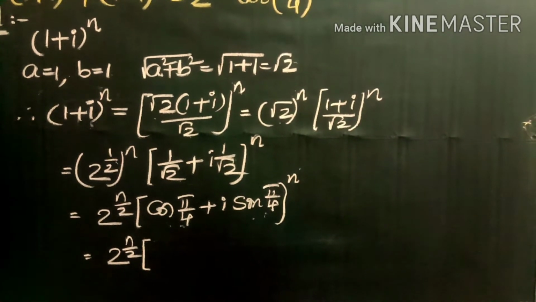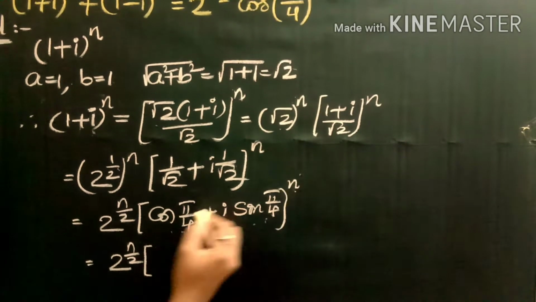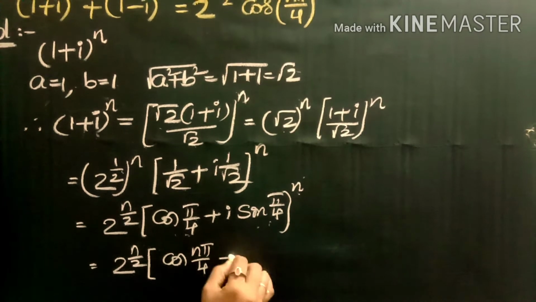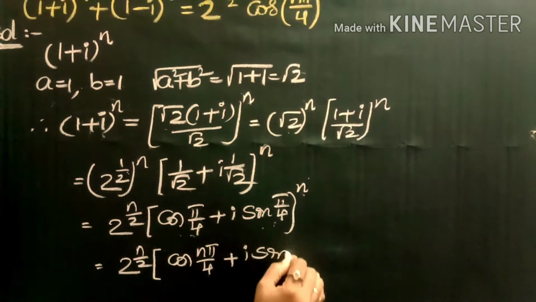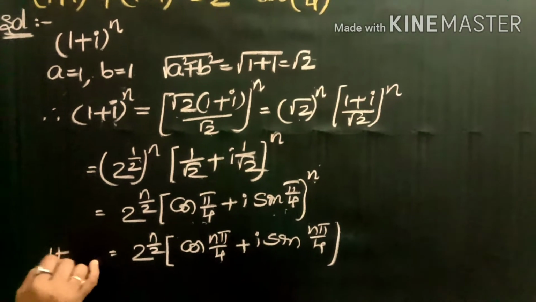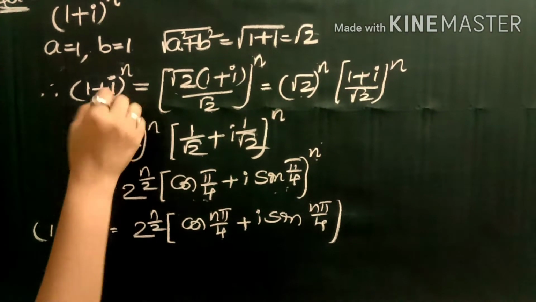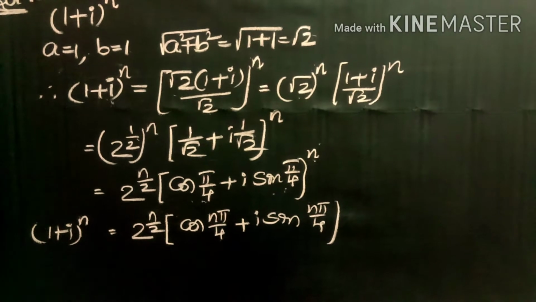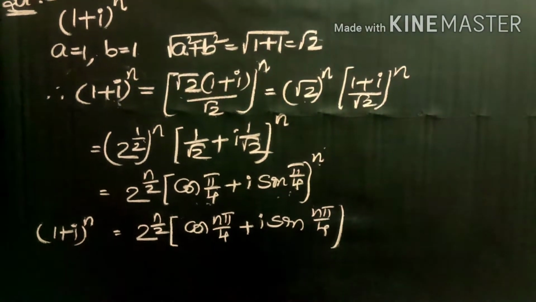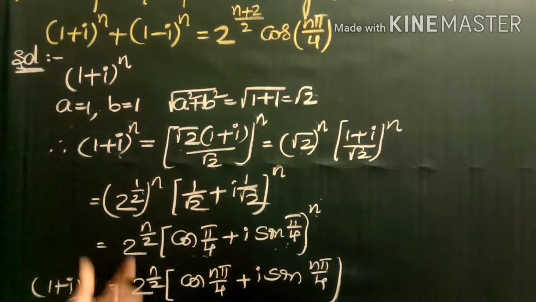Now by applying De Moivre's theorem, this is taken as cos n theta, that is cos n pi by 4 plus i sin n pi by 4. Therefore the value of (1 plus i) whole power n is equal to 2 power n by 2 into (cos n pi by 4 plus i sin n pi by 4). Now this is the answer of the first term.